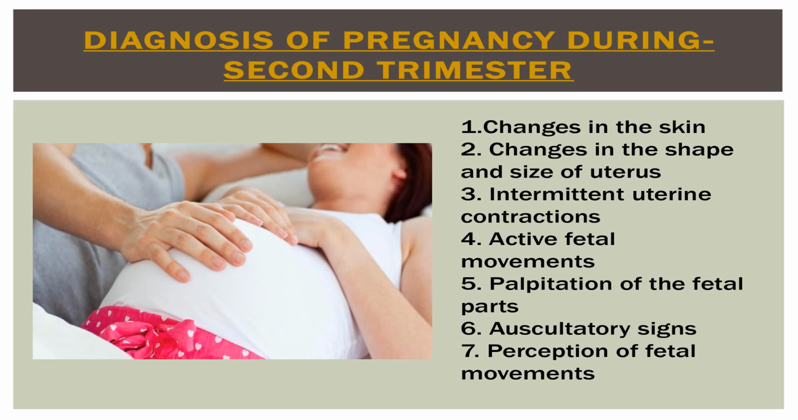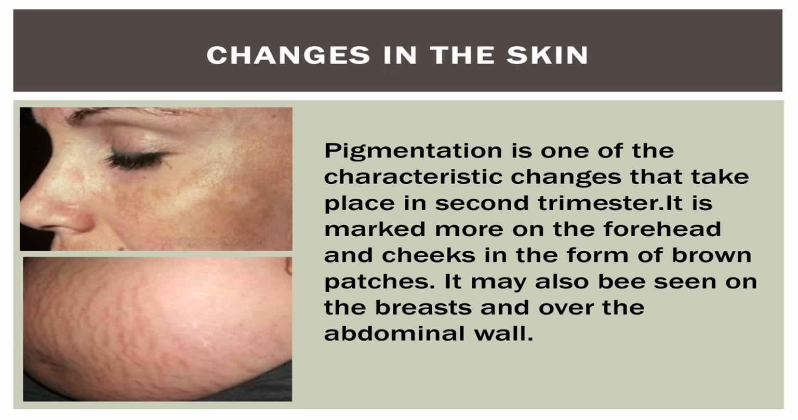Pigmentation is one of the characteristic changes that takes place in second trimester. It is marked more on the forehead and face in the form of brown patches. It may also be seen on the breast and over the abdominal wall.